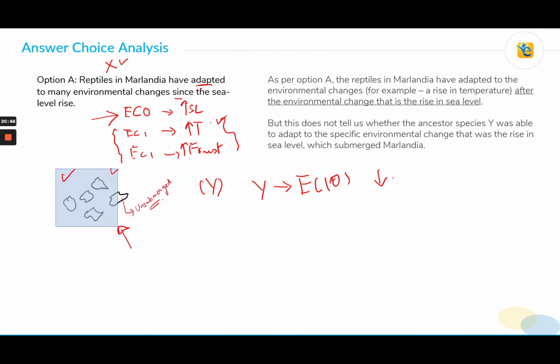If you are told that the species Y did not adapt to this particular environmental change, that is the rise in sea level, that would increase your belief in the conclusion. If you know that the species could not have adapted to the rise in sea level, then the only reason it survived was probably because it managed to stay afloat on an unsubmerged piece of land. The problem with option A is that it does not talk about ancestral species Y. More importantly, it talks about environmental changes that happened since the rise in sea level. It does not talk about whether adaptations were made to survive the rise in sea level itself, which makes option A irrelevant. Alright, now let's go to option B.